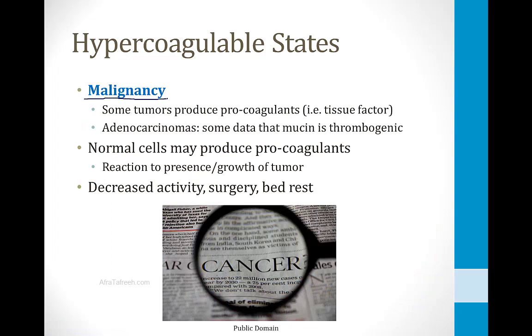Malignancy is another very common hypercoagulable state. Any patient with a cancer is at increased risk for forming blood clots, and the development of deep vein thromboses or pulmonary emboli are a big problem on the oncology unit. There are a number of different reasons for this. I've listed some of them on this slide.